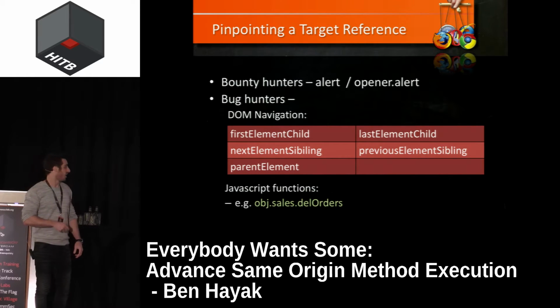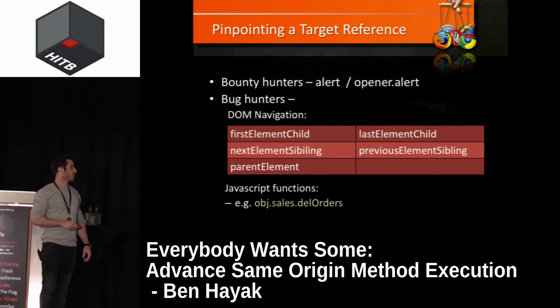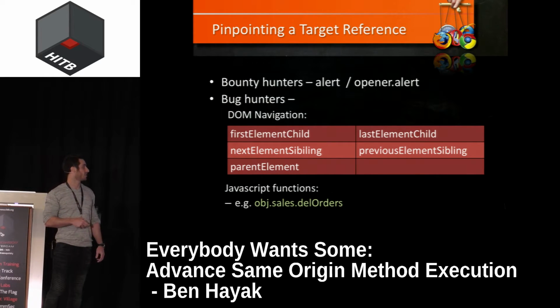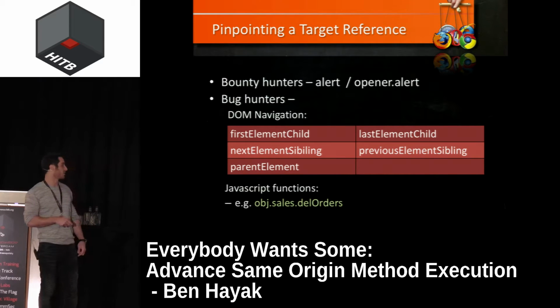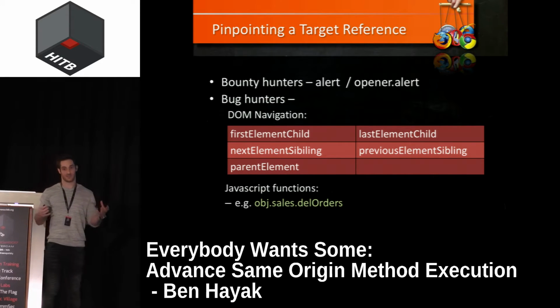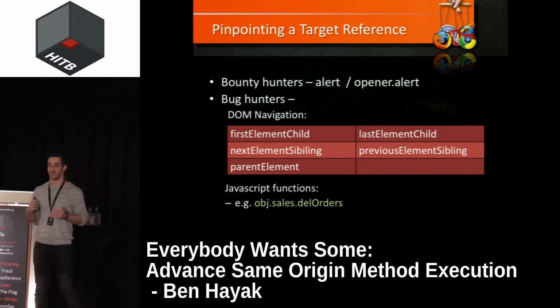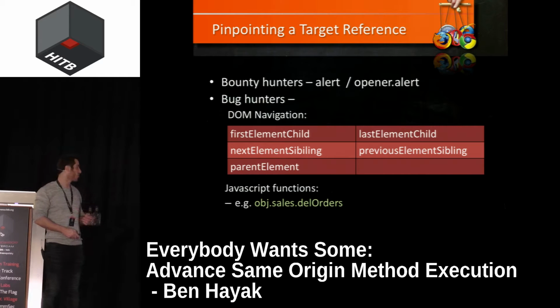So the DOM navigation properties that I found to be really useful are these: firstElementChild, lastElementChild, nextElementSibling, previousElementSibling, and parentElement. The names are pretty intuitive. You can understand what they do. Like if you have the DOM tree, you can get inside the children of an element, or you can go to the next child, and so on.